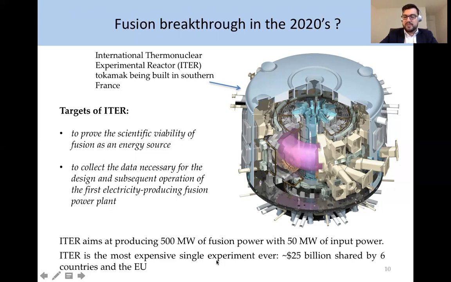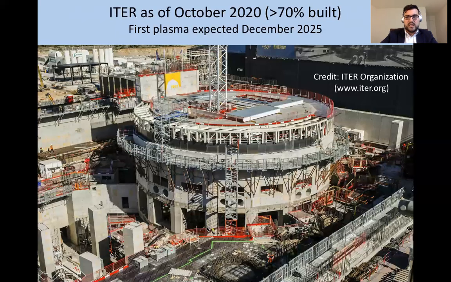And it's the most expensive single experiment ever. It will cost $25 billion, and it's a joint venture between 6 countries and the European Union. This is how it looks as of last month. More than 70% of it is built already, and the first plasma is expected to happen in 5 years from now. So this is the building that houses the tokamak.